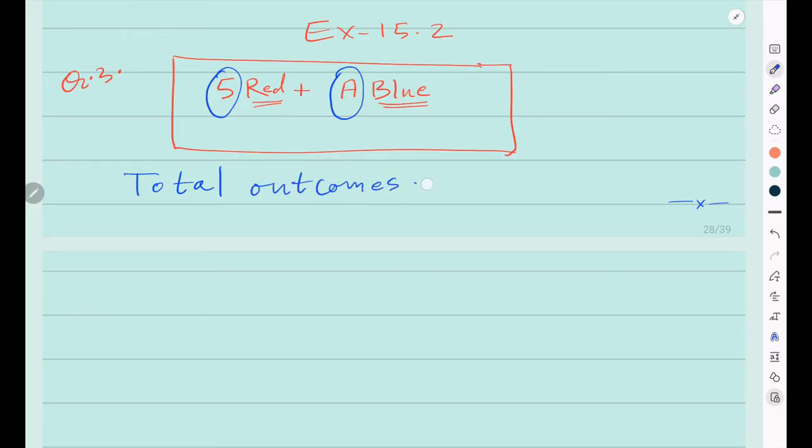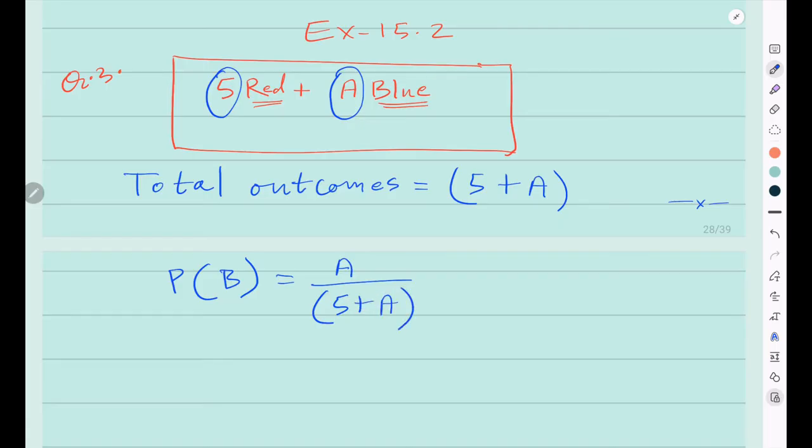Total outcomes possible. It's 5 plus A, isn't it? This is the total outcome. And then it is telling the condition: the probability of drawing a blue ball. What is the probability of drawing a blue ball? There are A number of blue balls and the total number of outcomes is 5 plus A. So A divided by 5 plus A is the probability of drawing a blue ball.